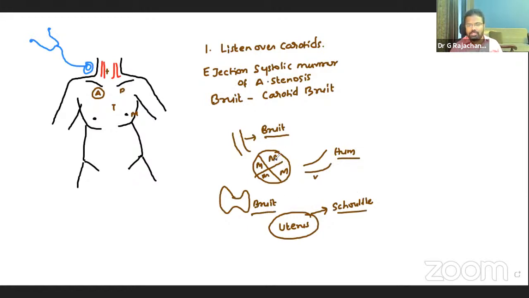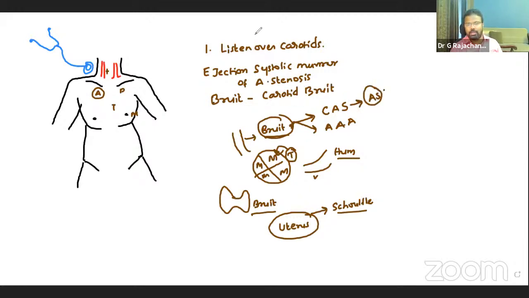What is the difference between a murmur and a bruit? Both are the same, both are turbulent sounds. But a murmur is a turbulent sound heard within the heart. If the turbulent sound is outside the heart, it is called a bruit. There are two classical examples of bruit. One is carotid artery stenosis, CAS, and another is abdominal aortic aneurysm, AAA. This stenosis most often takes place because of atherosclerosis.